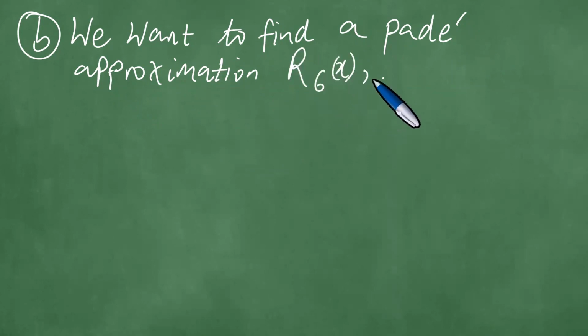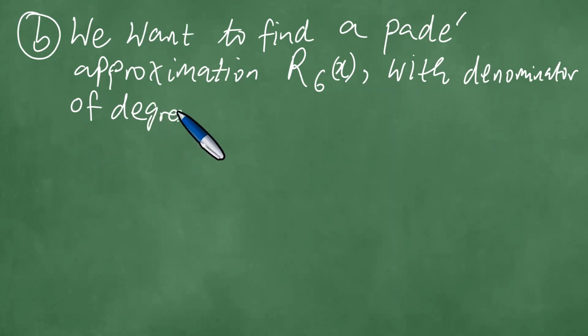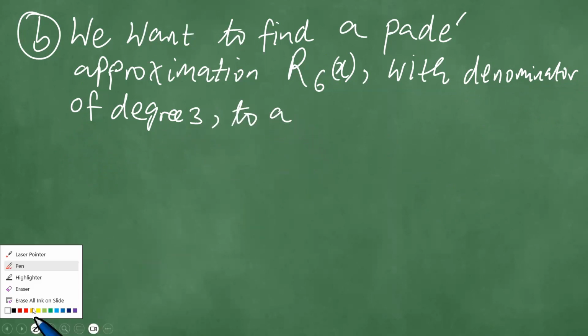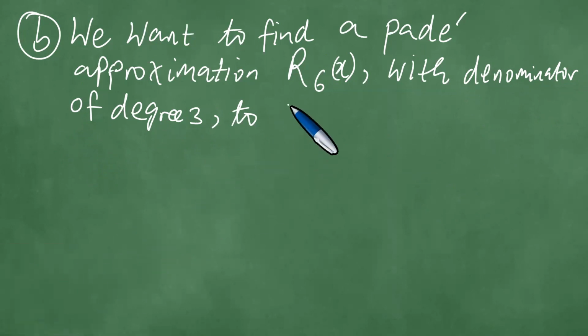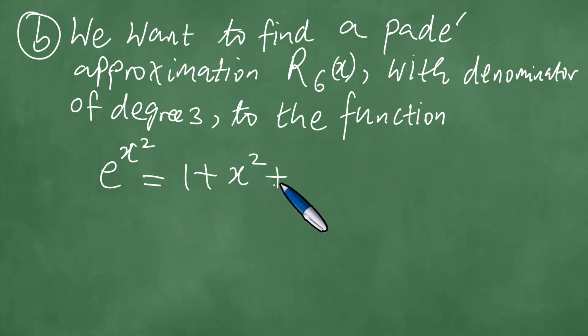R6 of x with denominator of degree 3 to the function and then you have x to the 4th power out of 2.